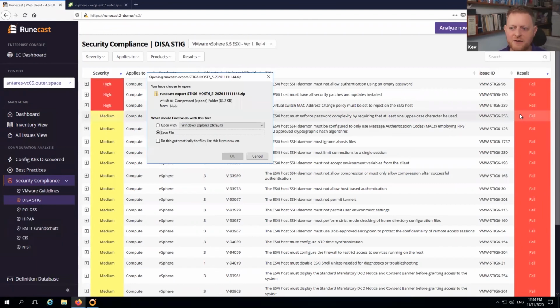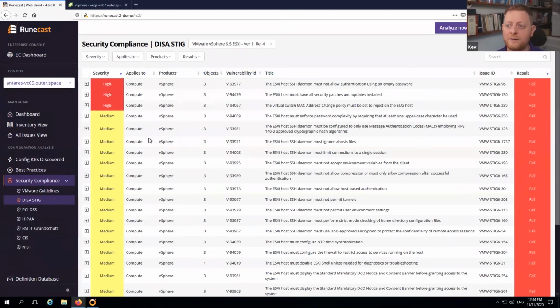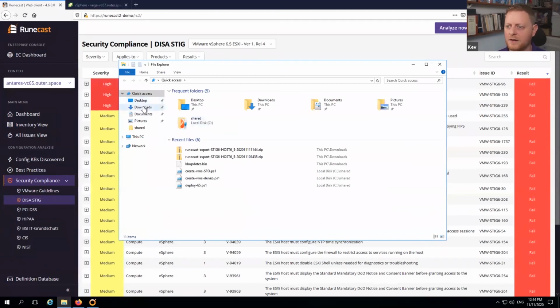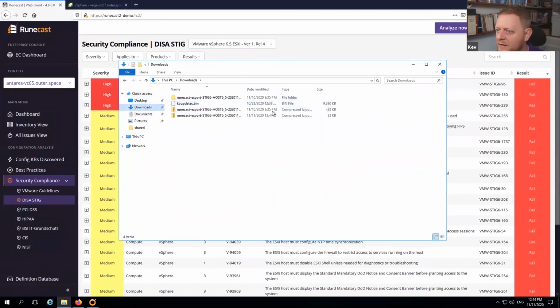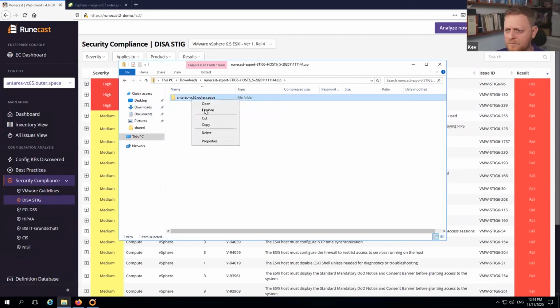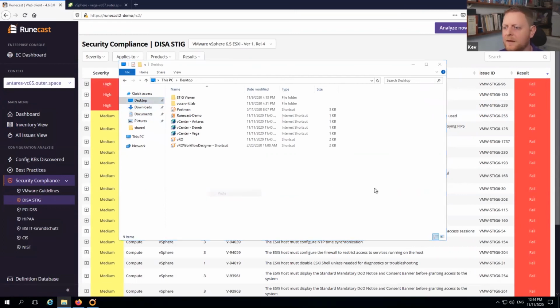Now there's a checklist generated for every single host in the environment. Thankfully, these are pretty small environments. So let's see, has that downloaded? Today, 12:44, that looks like me. Let's copy that and drop it on our desktop. And then from here, I'm going to launch the STIG viewer.